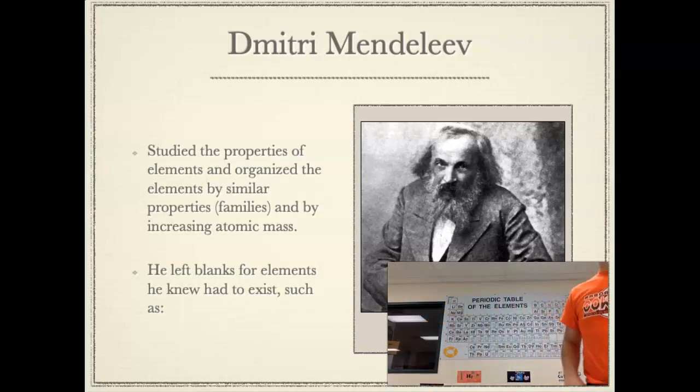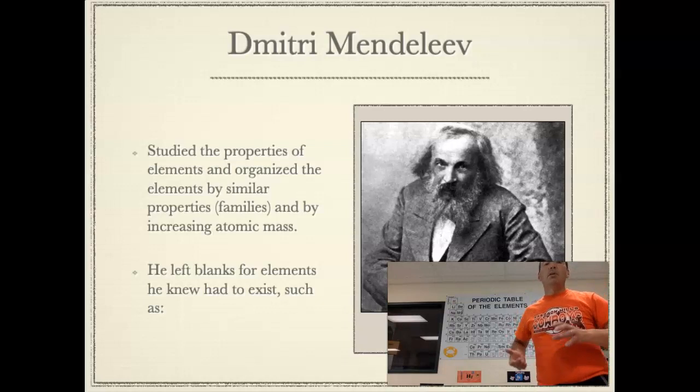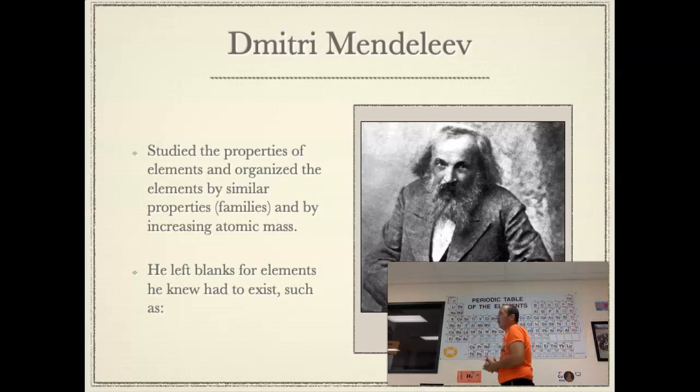Mendeleev organized the table according to properties, and he wasn't the first one to do it, but he was by far the most thorough. He didn't just study a few properties. He had a lab team doing all kinds of work. They studied dozens and dozens of properties of elements, and when he found elements that behaved in a similar way, he put them into columns that he referred to as families. And then from there, he organized them according to increasing atomic mass.